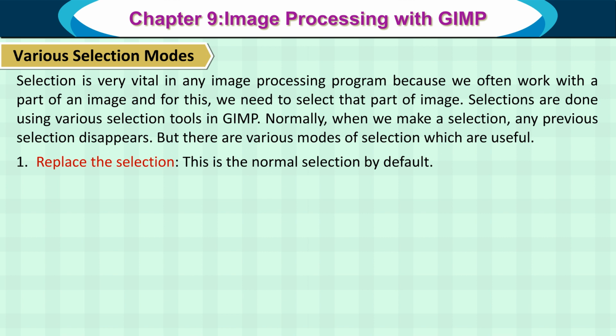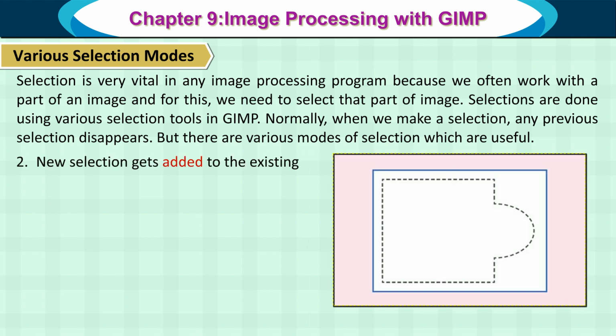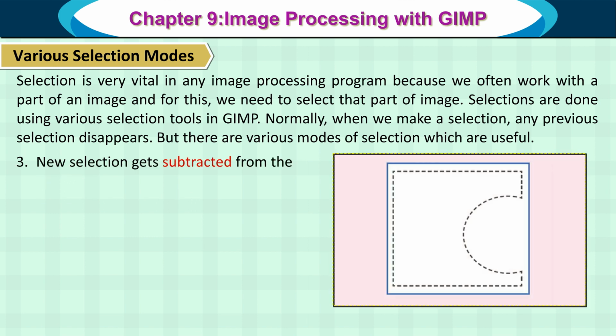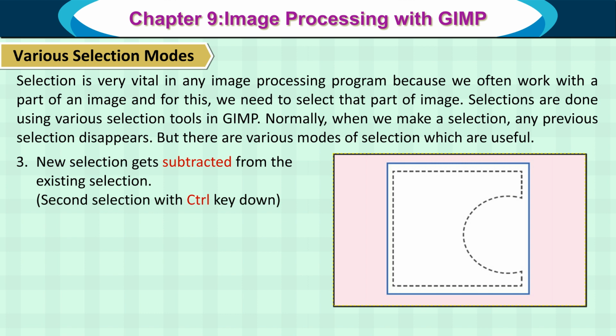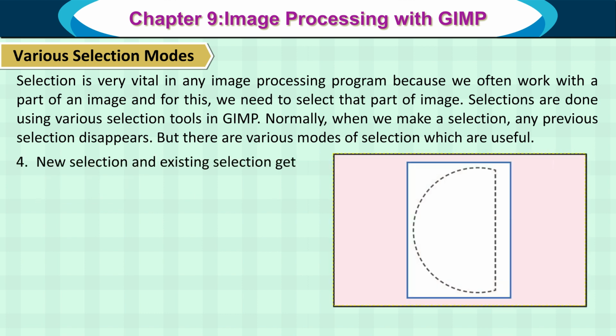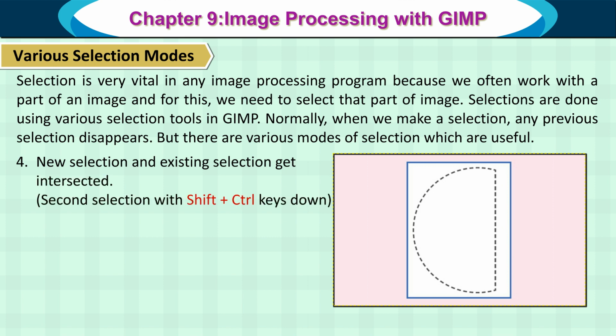1. Replace a selection. This is the normal selection by default. 2. New selection gets added to the existing selection. Make the second selection with Shift down. 3. New selection gets subtracted from the existing selection. Make the second selection with the Control key down. 4. New selection and existing selection get intersected. Make the second selection with Shift plus Control keys down.